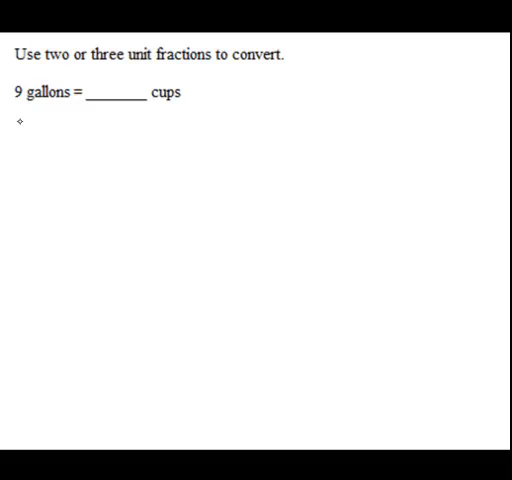The directions say use 2 or 3 unit fractions to convert. We have 9 gallons and we need to convert this into cups. Unit fractions are the tool that we're going to be using in order to do these conversions. I'm going to start off by writing down what I have. What I have is 9 gallons.